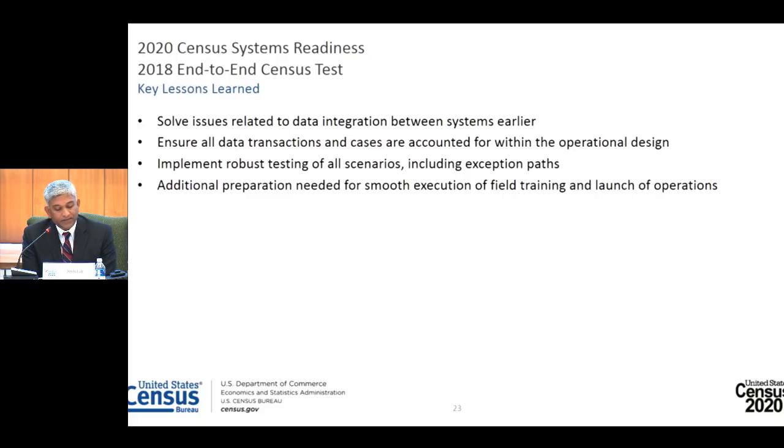The second bucket, case and transaction accounting examples: some basic collection units, I think most of you are familiar with it, were worked twice in the in-field address canvassing operation. Some categories of update leave cases were not forwarded to the NRFU operation. These situations often required manual intervention to resolve.